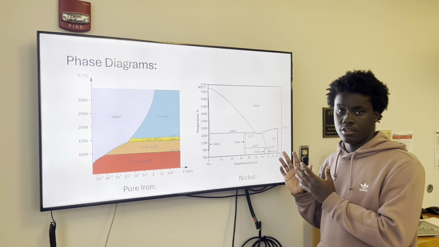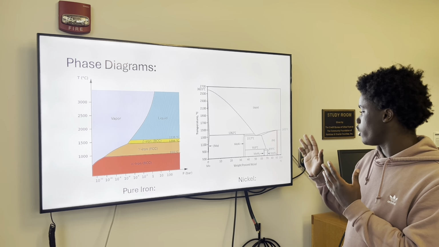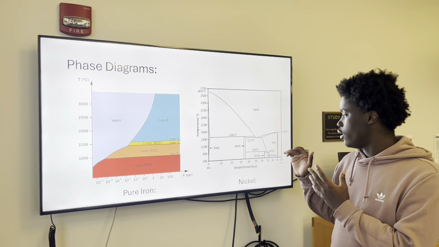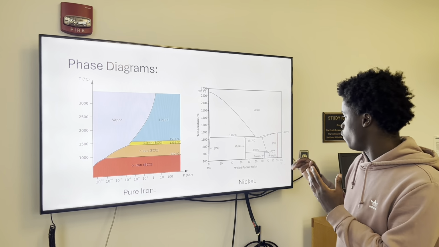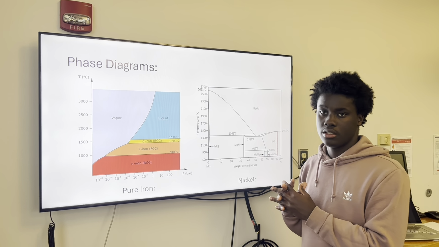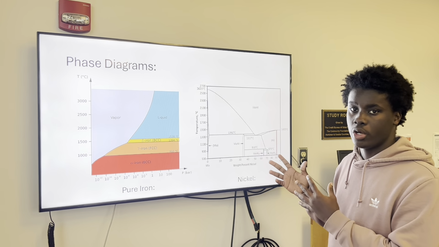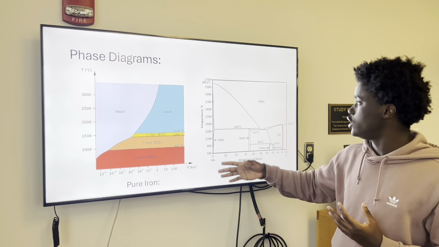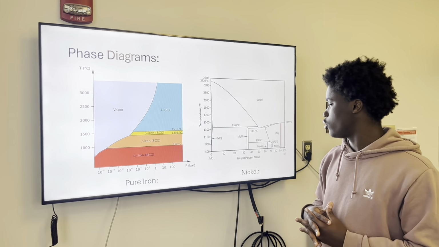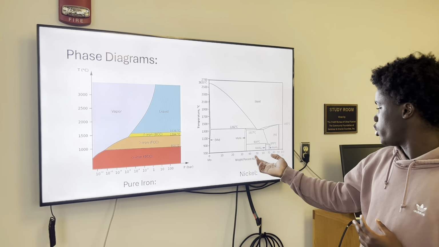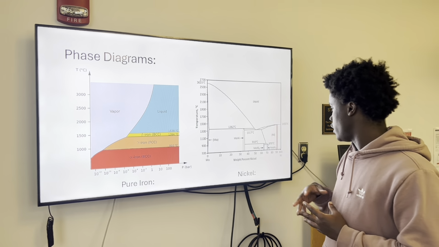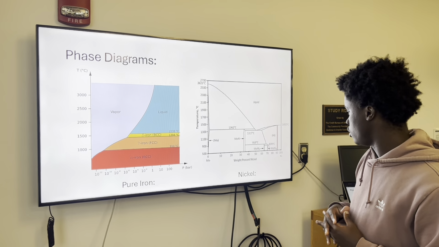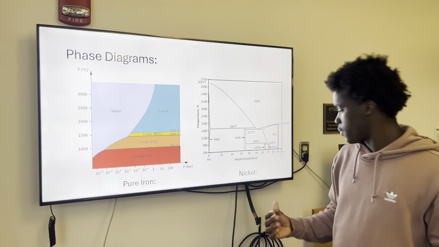So here we have the phase diagram of nickel, but because we couldn't find pure nickel, it was very hard to find, we have the phase diagram of nickel with molybdenum, but the molybdenum here is in only a small quantity, so we went with this phase diagram. As you can see, we still have the temperature in degrees Celsius on the y-axis and the weight percent of nickel on the x-axis.